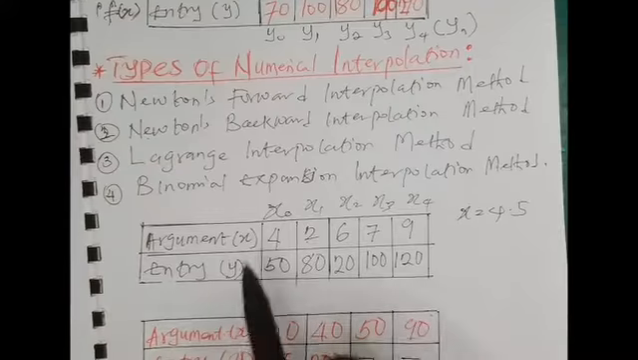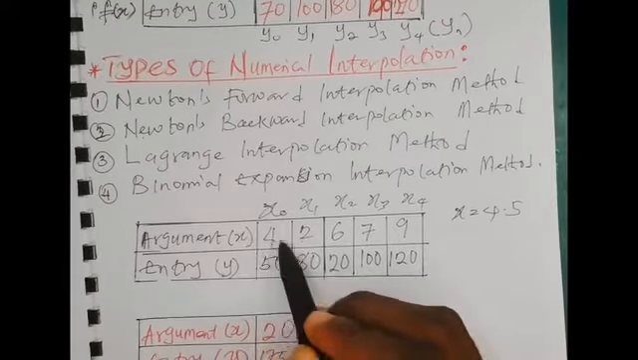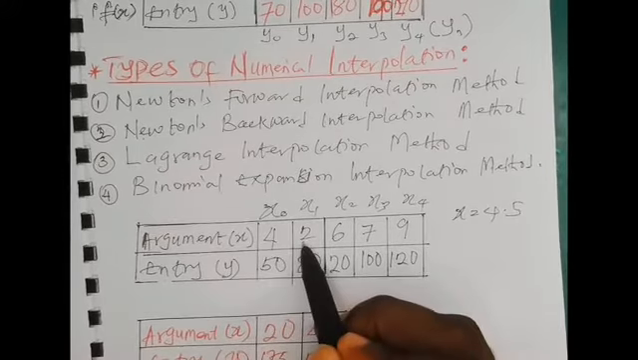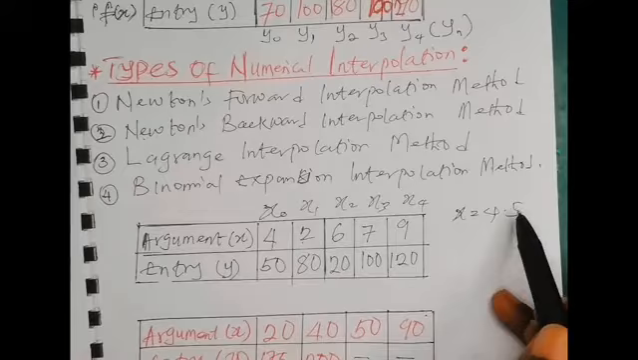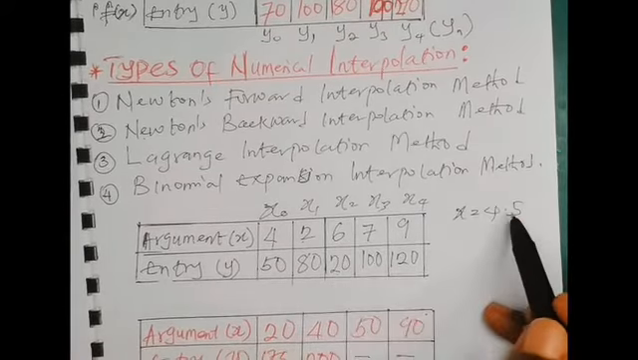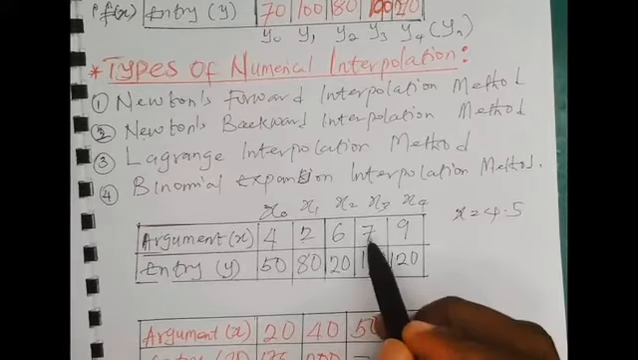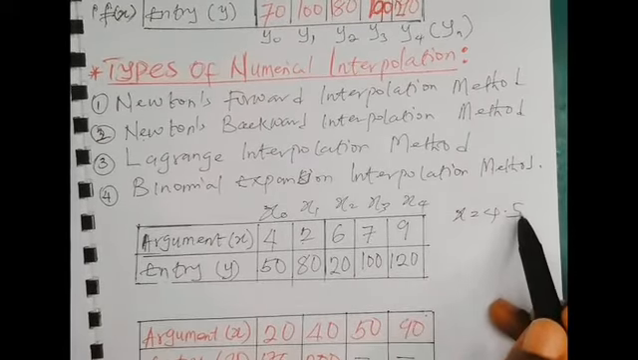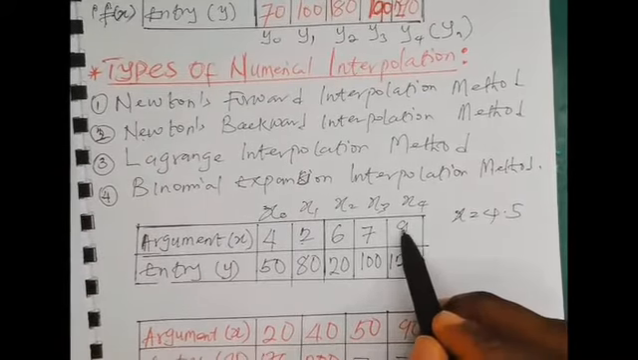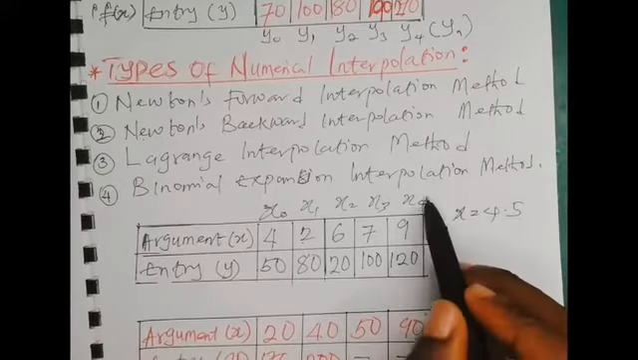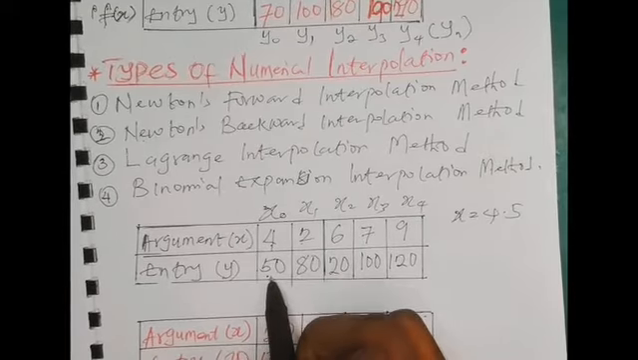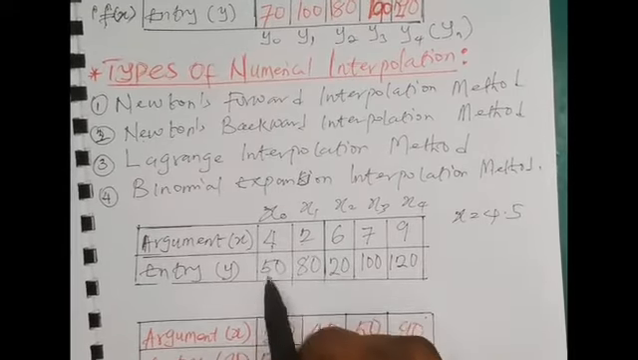Okay, so since we are on column 1, we are not going to be touching x naught. It becomes 4.5 minus x1, which is 2, times 4.5 minus x2, which is 6, times 4.5 minus x3, which is 7, times 4.5 minus x4, which is 9. Okay, now multiply by what? Y naught, and y naught is simply what? 50, the very first value of y under x naught, since we're on column x naught.